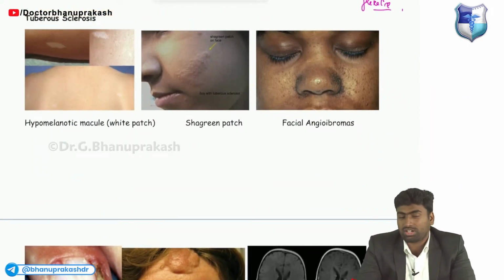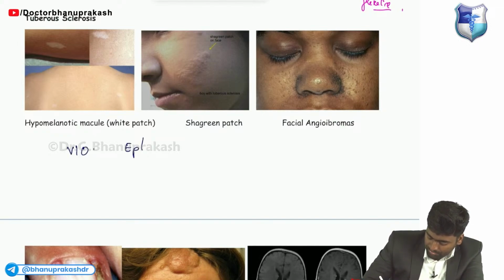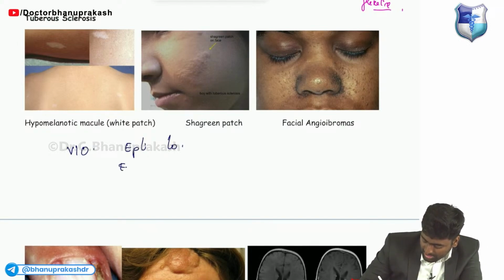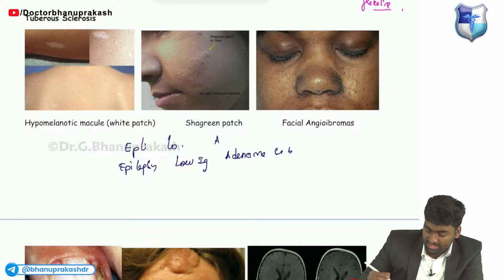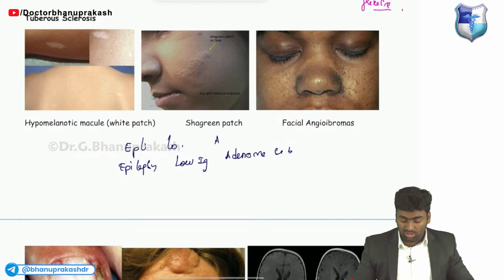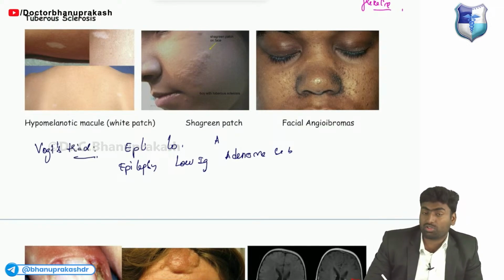Then this is our Bourneville's disease, also known as tuberous sclerosis. This tuberous sclerosis will have a triad known as EPILOIA: there will be epilepsy, low IQ, and adenoma sebaceum. So this is the Vogt triad. It is not the Vogt triad seen in a case of keratoconus. It is the Vogt triad you will see in a case of tuberous sclerosis.